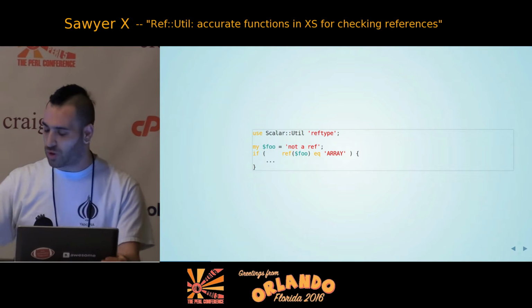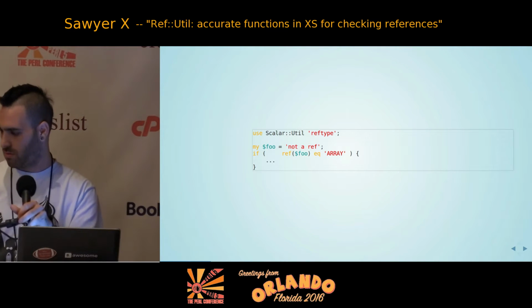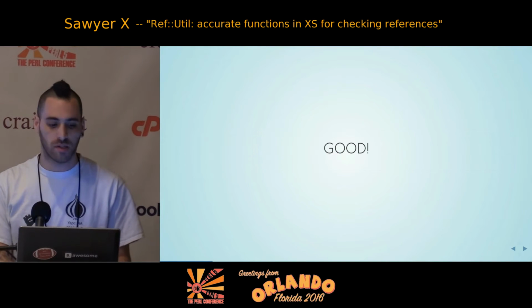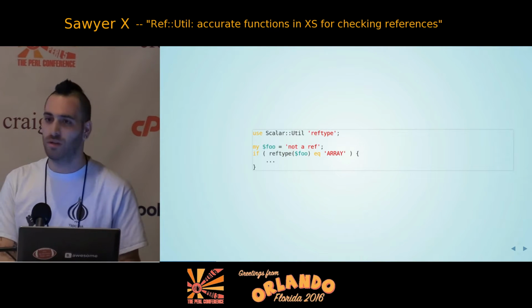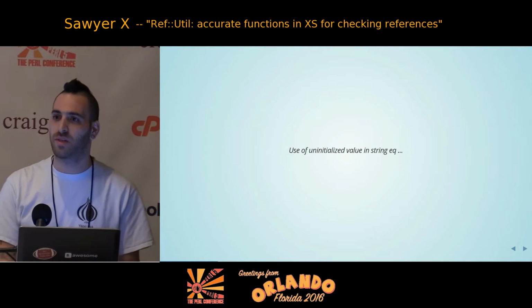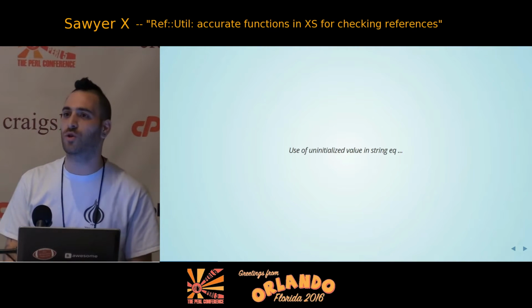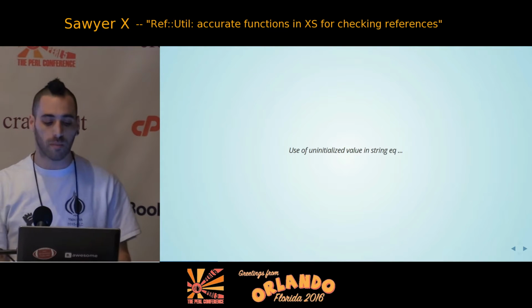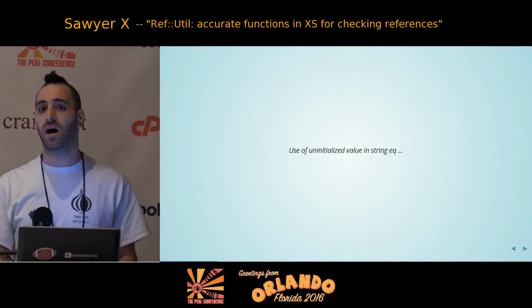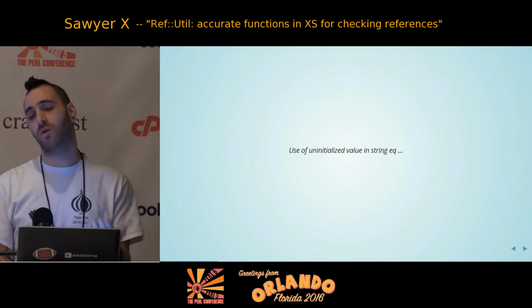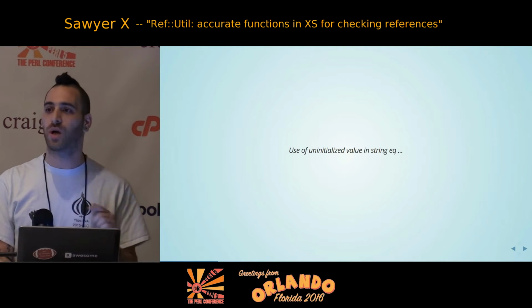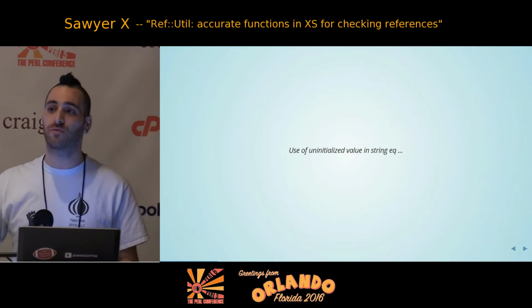So ref will give us some stuff. There we go. So if we call ref on this, that's good. But if we call ref type on this, we actually get an uninitialized value, because ref type, by a design decision at the beginning, returns undef. Not empty, because ref will return empty, but ref type will return undef, which means that you now get a warning because you're trying to compare undef to something.